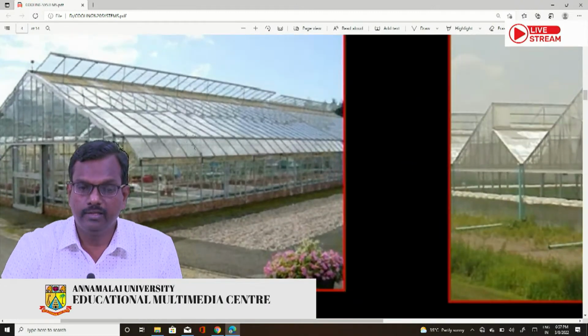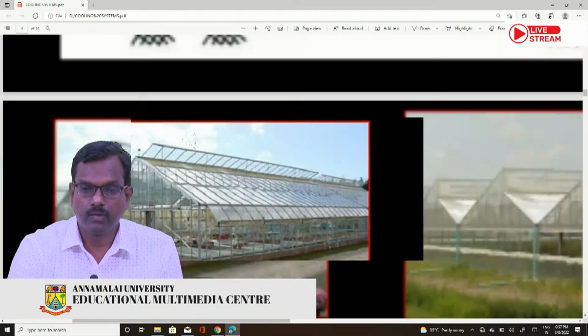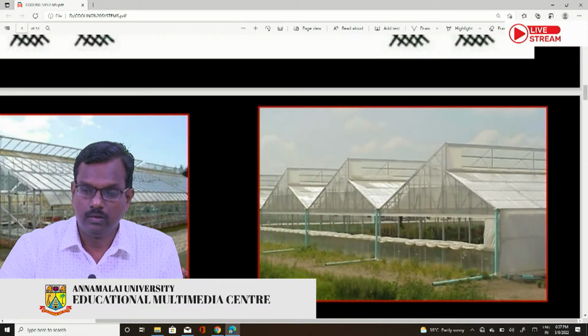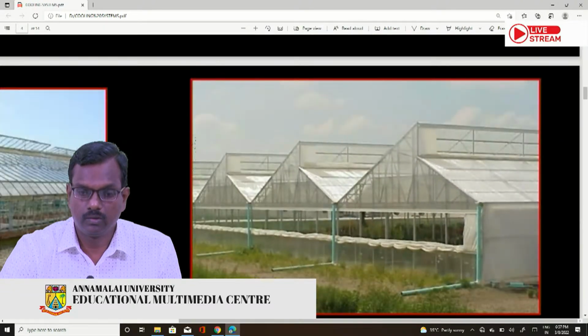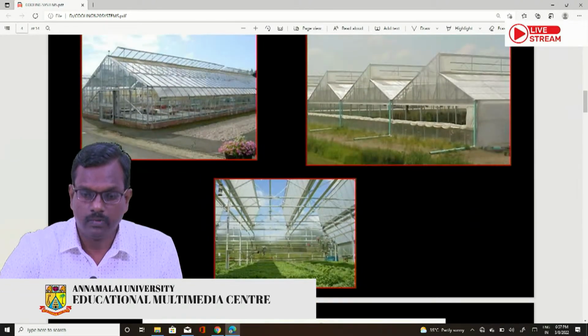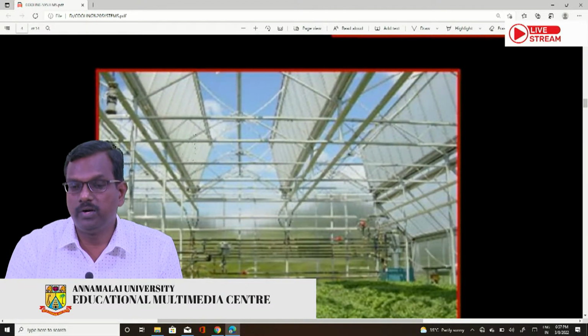So here we are seeing the different pictures of ridge ventilation. Then here we are seeing the side ventilation. Then again here we are seeing the top ventilation can be completely open.